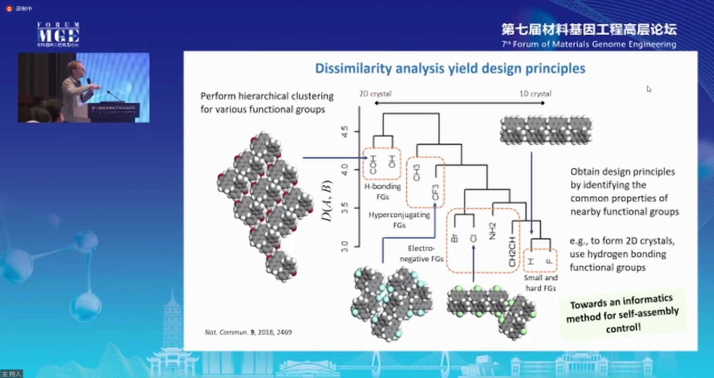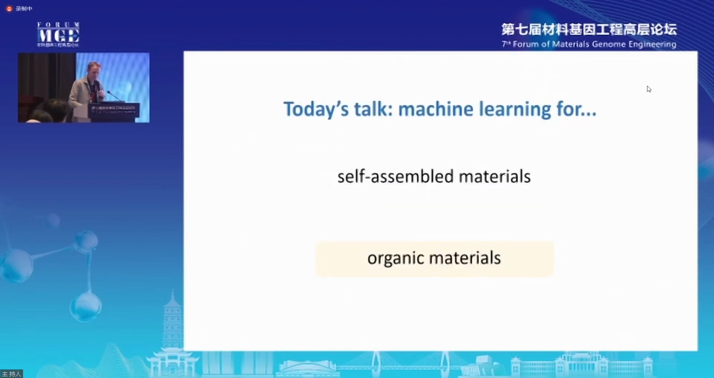So this is, I would say, we're going towards an informatics method for self-assembly control. We're not quite there yet. We haven't validated this experimentally, but nonetheless, I think the theoretical pathway we've laid down can be extended. Okay, so that ends what I want to say about self-assembly. Now I'll move on to organic materials.